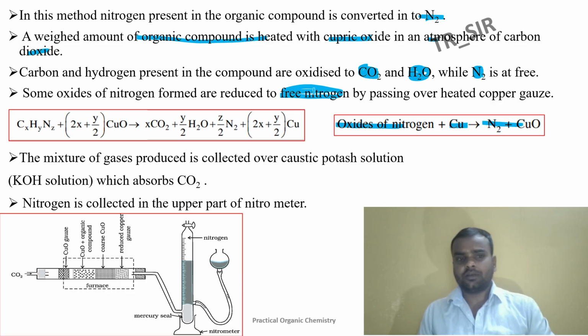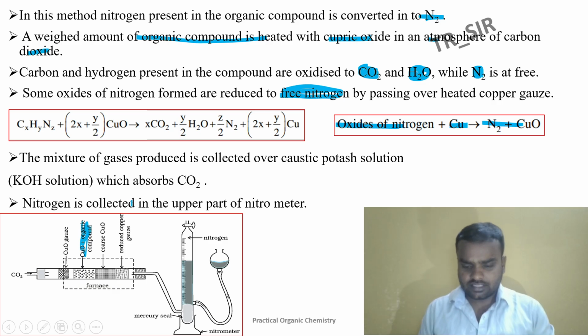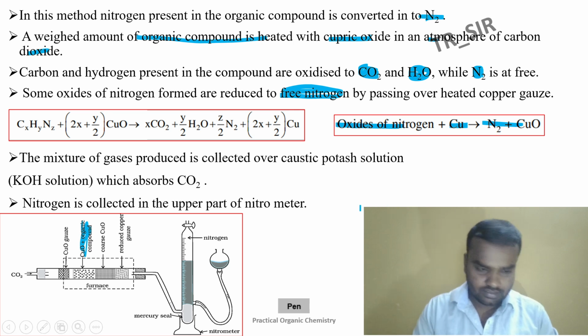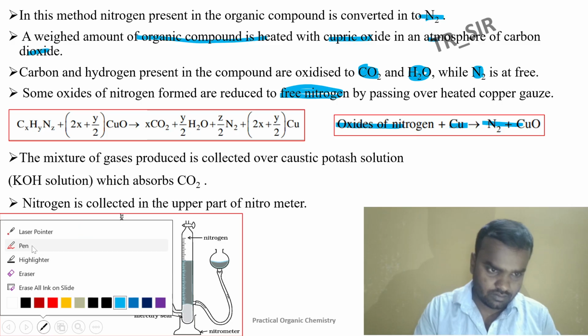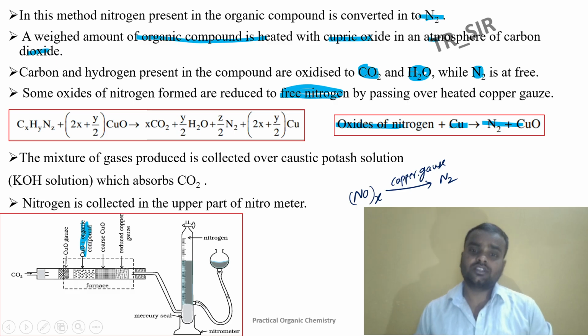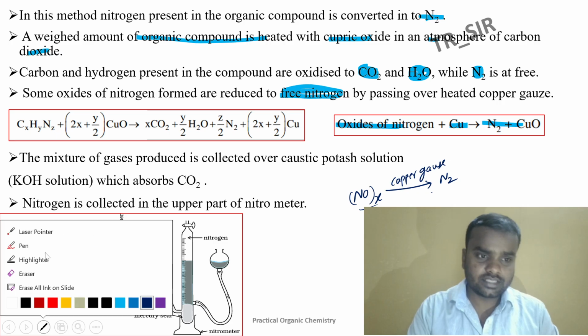So why are we using copper gauze? We are using copper gauze to convert the unwanted nitric oxide. Suppose NOx gases are forming. To convert these NO gases into N2, we use copper gauze. This copper gauze converts these oxides into free nitrogen. For that purpose, copper gauze is used in this condition.